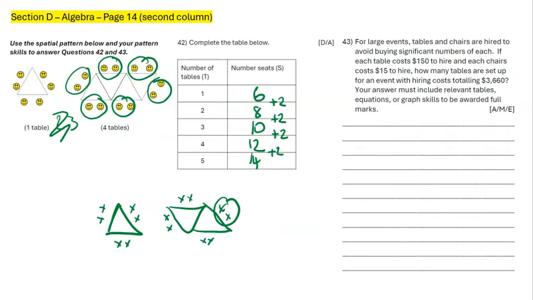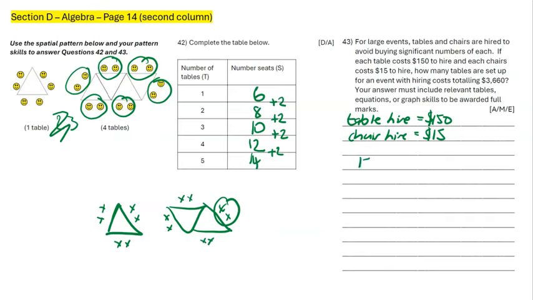So we've got, for large events, tables and chairs are hired to avoid buying a significant number of each. Each table costs $150 to hire. So let's write that down. So table hire is $150, and then each chair is $15. So we'll go chair hire, that's equal to $15. We've been told how many tables are set up for an event with a hiring cost totaling $3,660.